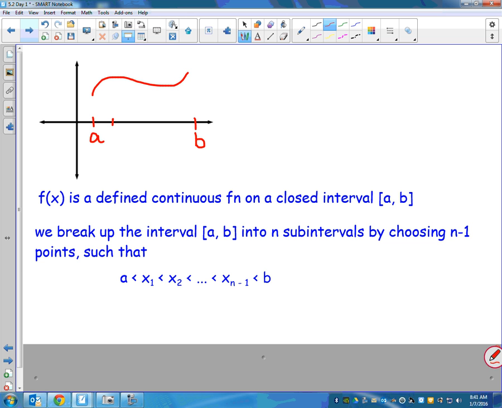So if I picked a point here, I'd call it x1, I picked another point, that would be x2, and I would keep going to x sub n-1. Because think about it, if you wanted 4 rectangles, you could only have 3 points. All of those are between a and b. And obviously I haven't picked a lot up here; there could be infinitely many x values in between.